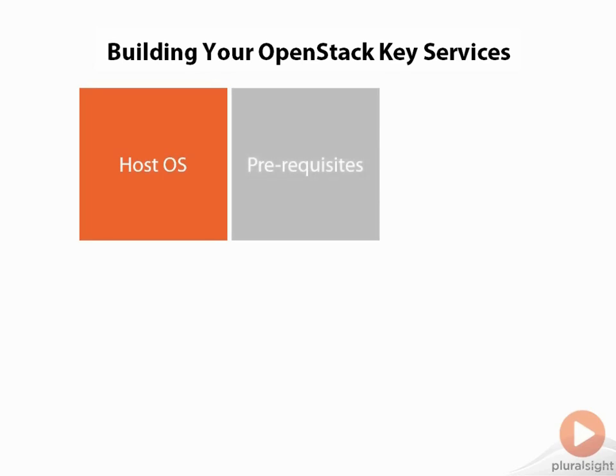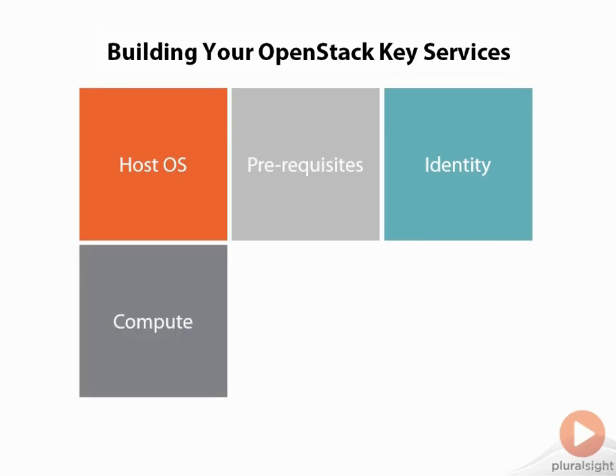Then we have to install our prerequisites. These were the message queuing environment and database services in order to operate the other core components and how they interact. Our identity environment is going to be what provides authorization and authentication for our OpenStack cloud. A compute environment will be what actually runs our virtual machines.